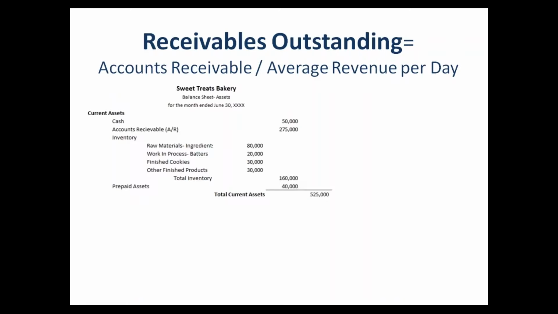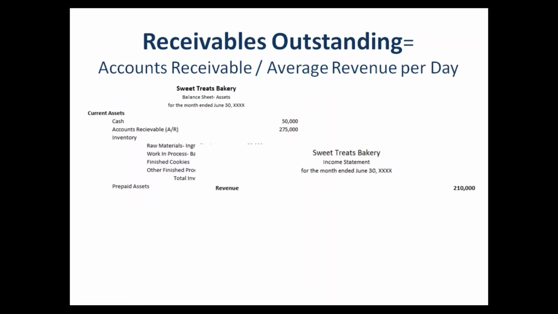Accounts receivable, if you remember, was on the balance sheet again under the current assets. And your average revenue per day, you're going to look at the income statement. If you remember, both the balance sheet and income statement we used for Sweet Treats were monthly. So to get the per day, you take that total revenue number and divide it by 30 days there in the month of June.